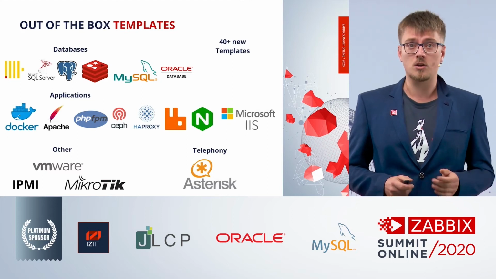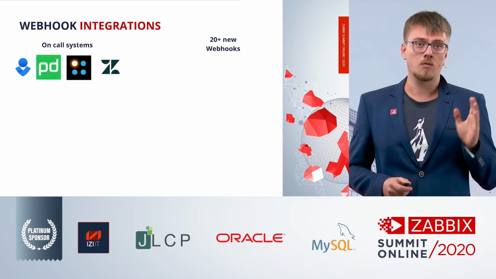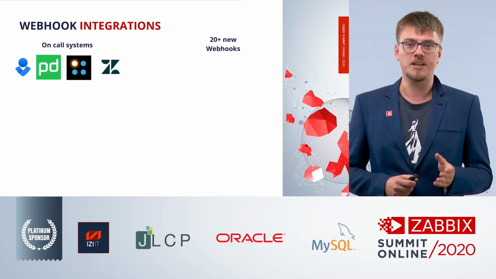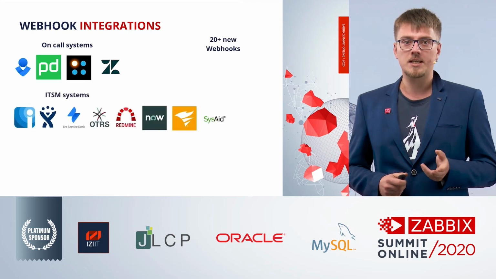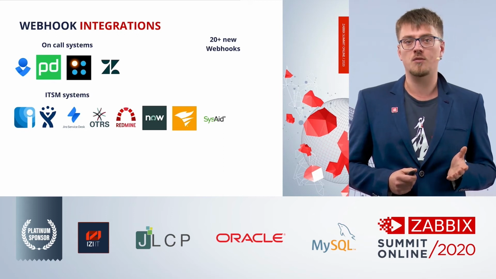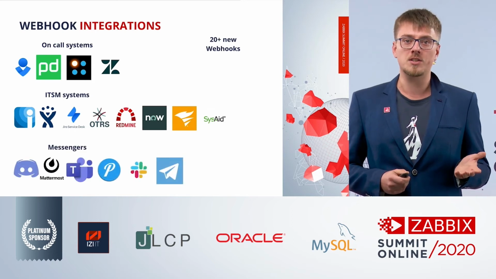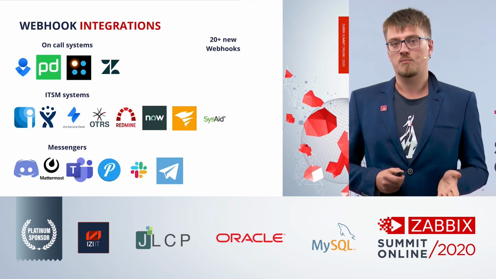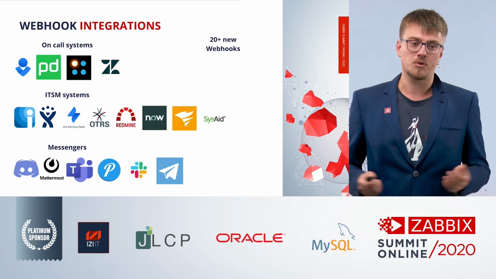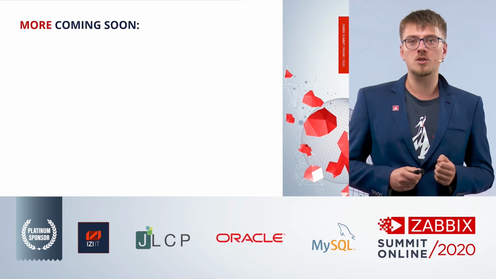And that's not all. Webhook integrations. There are 20 plus new webhooks for on-call systems, so your engineers are always notified when something happens and needs their intervention. ITSM systems, ticketing, make sure that the responsible person is informed and the collaboration can start. Or if you're a fan of messengers, we've got you covered as well. Popular messengers such as Slack, Telegram, Microsoft Teams, or Discord, you can get notified there. And more integrations coming soon.